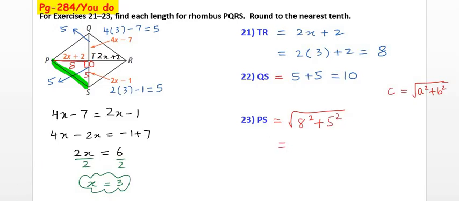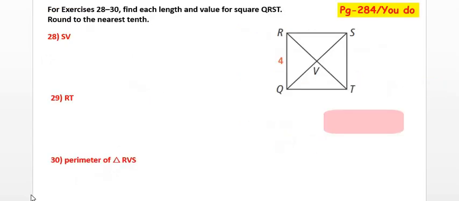So let's check what the final answer is. Because we have to give the answer to the nearest tenth, the answer is 9.4. Clear? Next question, it's about a square. It says find each length and the value for the square QRST, round to the nearest tenth. You have to round each answer to the nearest tenth.